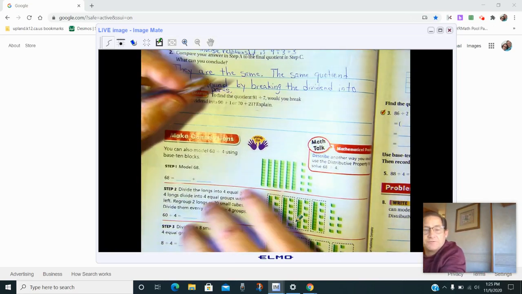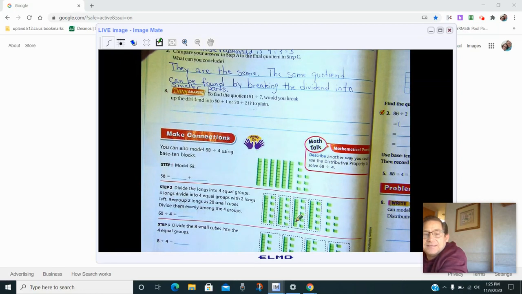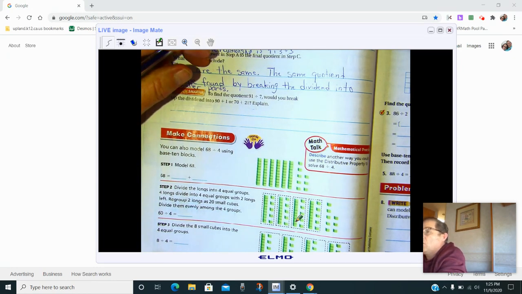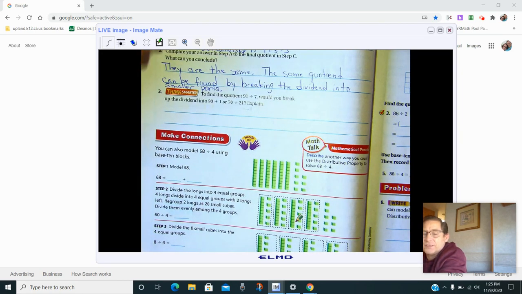Okay, so let's continue with number 9. To find the quotient 91 divided by 7, would you break up the dividend into 90 plus 1 or 70 plus 21? Explain. Well, I know that 7 times 10 is 70, and 7 times 3 is 21. So I would use 70 plus 21.